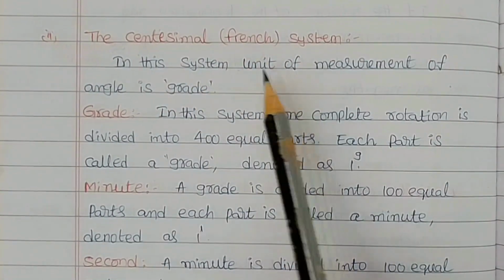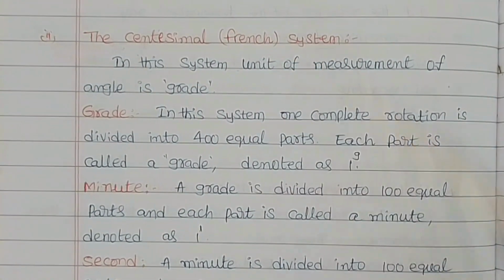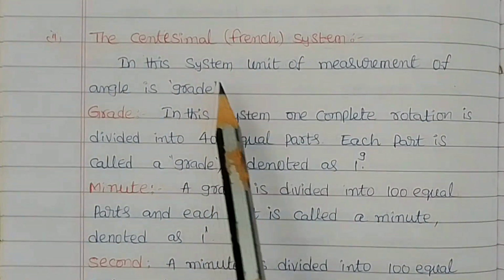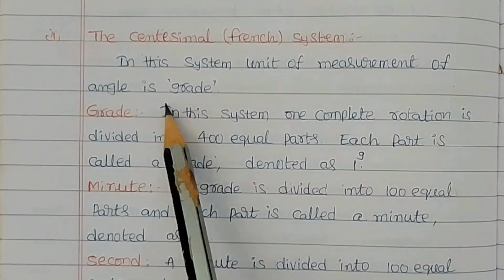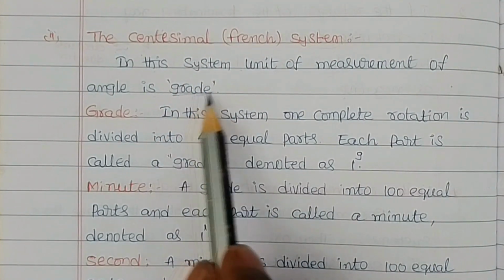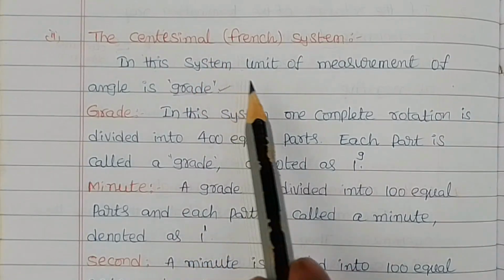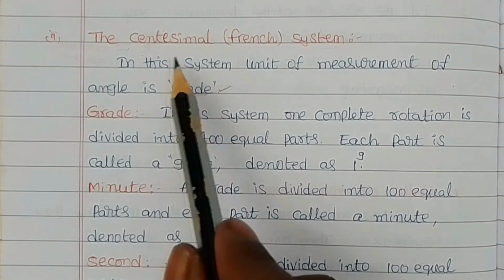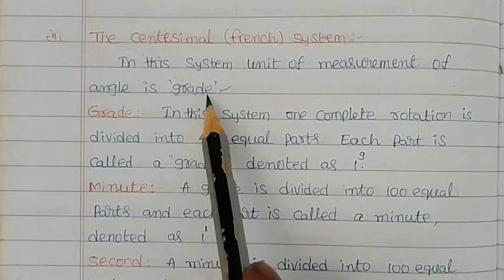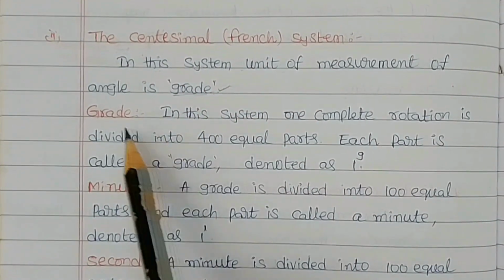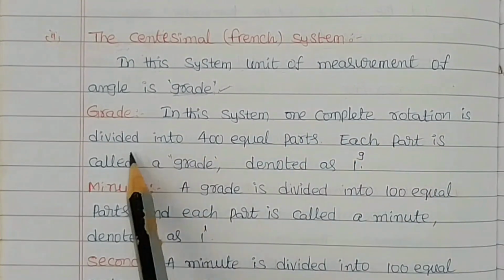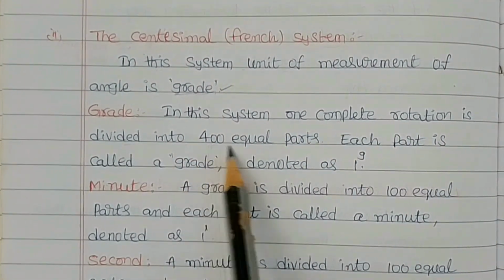Okay, the centesimal system or French system. In this system, the unit of measurement of an angle is the grade. In the sexagesimal system, the unit of measurement is the degree; in the centesimal system, it is the grade.